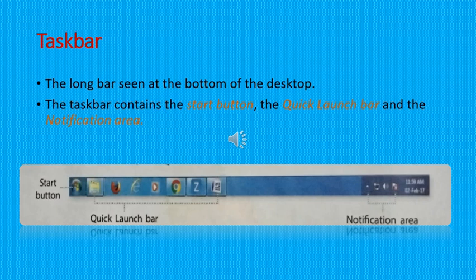The start button is located at the bottom left corner of the taskbar. When you click on it, the start menu opens. The start menu contains a list of programs. We can use the start menu to shut down a computer also. Then the quick launch bar. It contains icons to quickly access commonly used programs. It also displays icons of programs currently opened on the desktop.